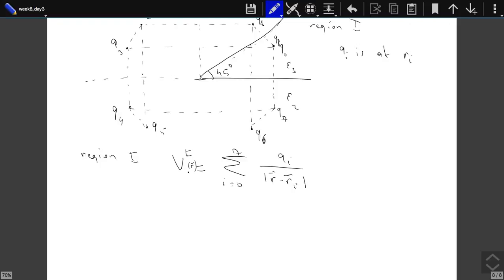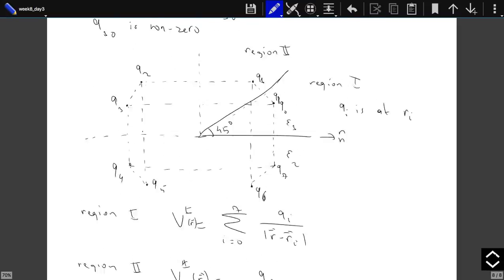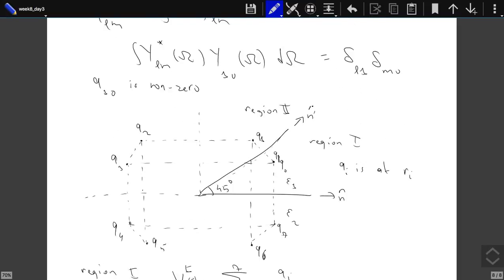For region 2, V2 at R is equal to, no, in fact, there is a single image, Q8 over R minus R8. Now let me give some names. Let me call this direction n hat, this other direction n prime hat. This is my origin.